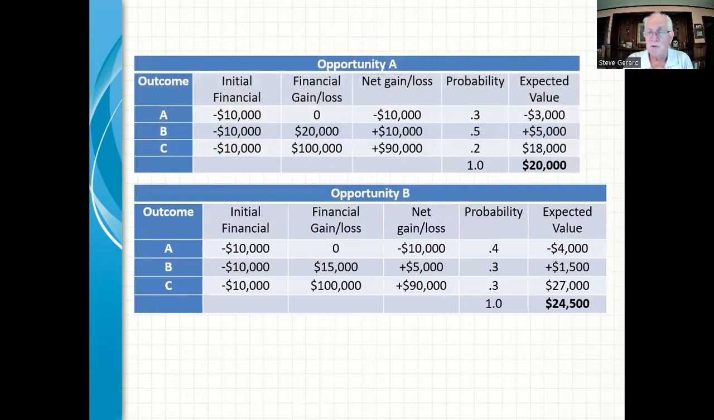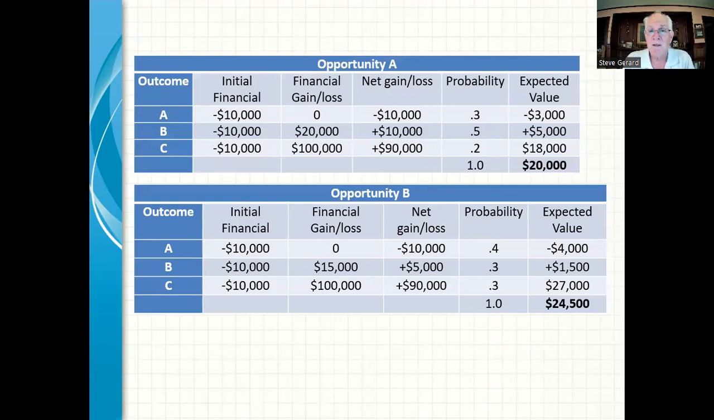In each case, you go back to that formula, the sum of the probabilities times the value. In option A, outcome A, you lose $10,000. So you have a 30% chance of losing $10,000. That gives you a -3.